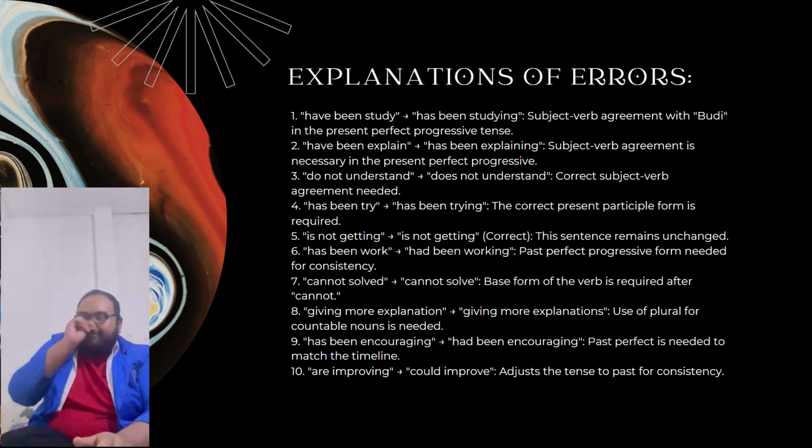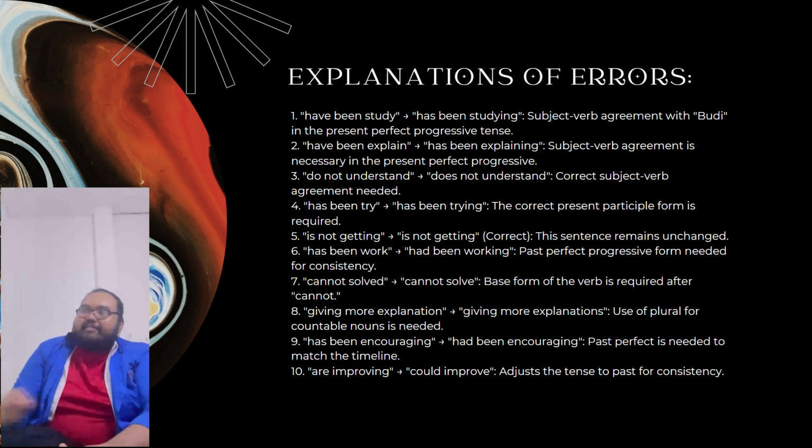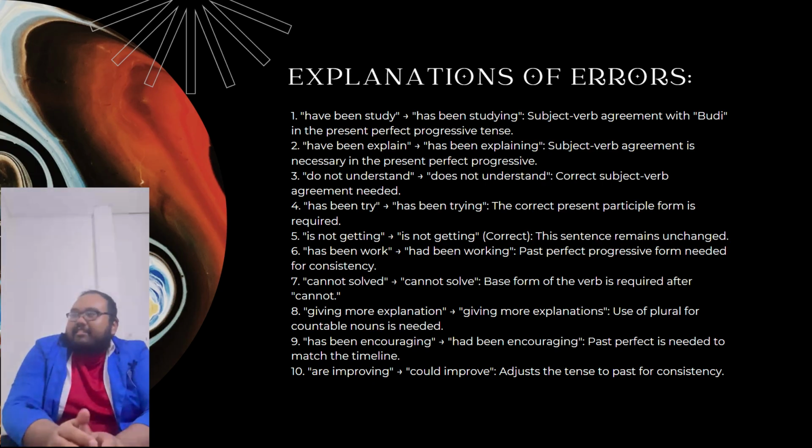For the explanation of errors, number 1, "has been studied," turn into "has been studying," subject-verb agreement with Woody in the present perfect progressive tense. Now for second one, "have been explained," turn into "has been explained." Subject-verb agreement is necessary in the present perfect progressive. Third one is "do not understand," turn into "does not understand." Correct subject-verb agreement needed.